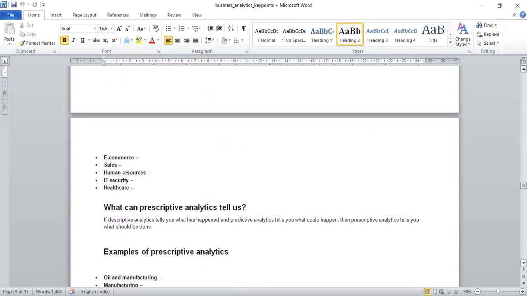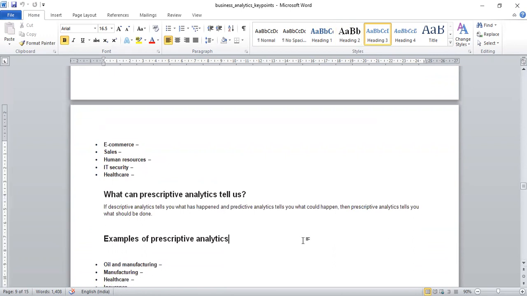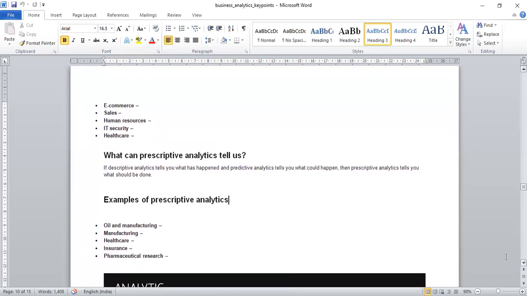These are the examples: e-commerce, sales, human resource, IT security, healthcare. Here you can see predictive analytics is hugely used, and I am just explaining a little bit further about predictive analytics, how it works.